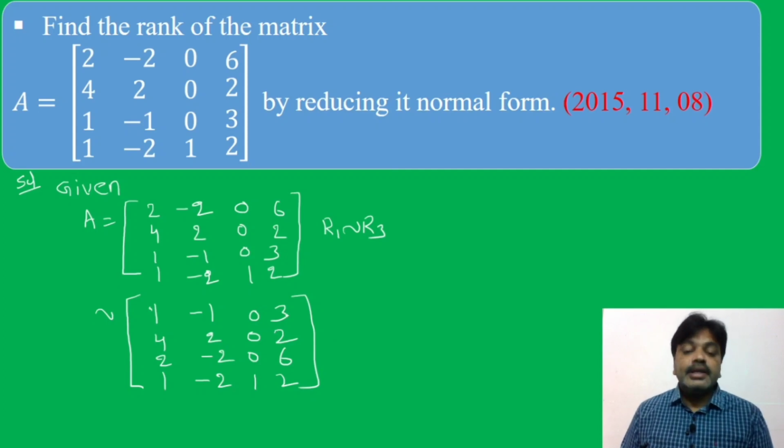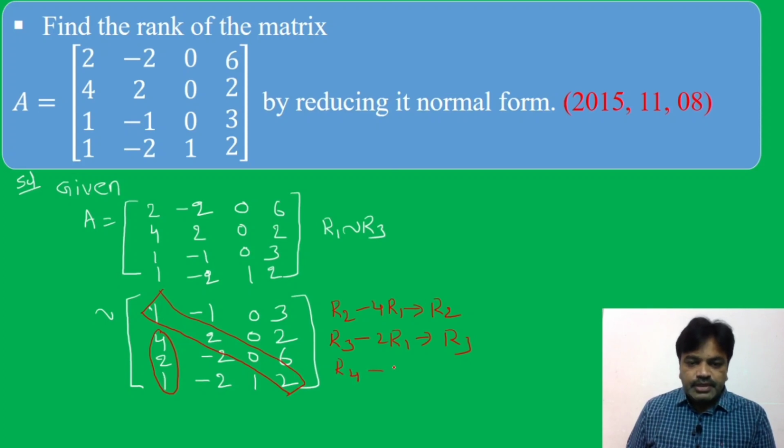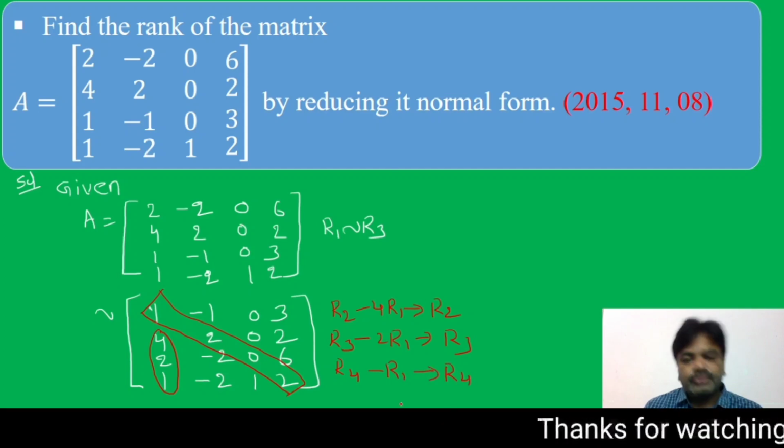Now apply elementary row operations to make the below-the-diagonal elements 0. First I want to make these three elements 0 by using R1. The elementary row operations are: R2 minus 4R1 in place of R2, that means transformation occurs in R2. Now R3, here we have 2, so R3 minus 2R1 in place of R3. Here we have 1, so R4 minus R1 in place of R4.